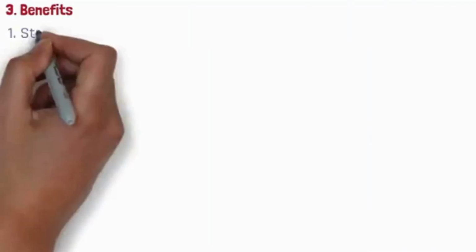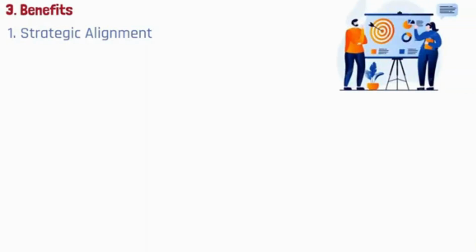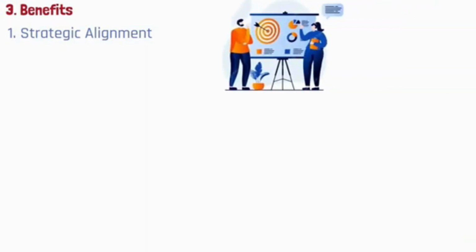Number 1. Strategic alignment. Gap analysis helps align organizational strategies with current performance, ensuring that the company's efforts and resources are directed toward achieving specific, well-defined goals.